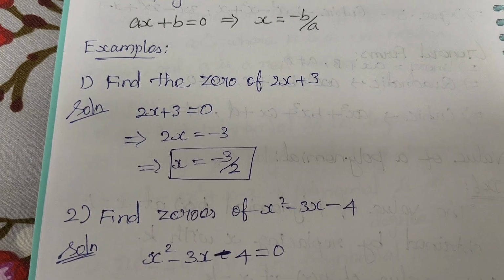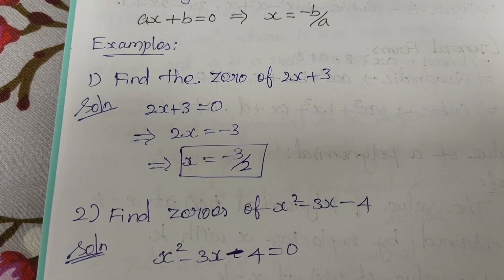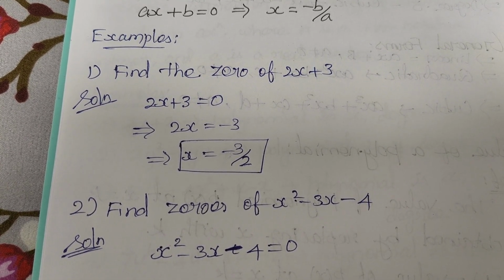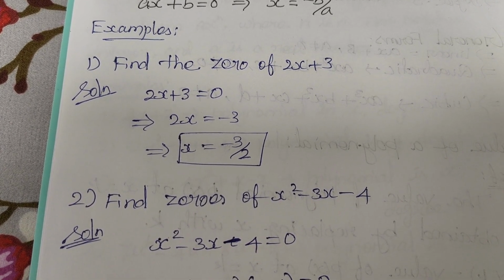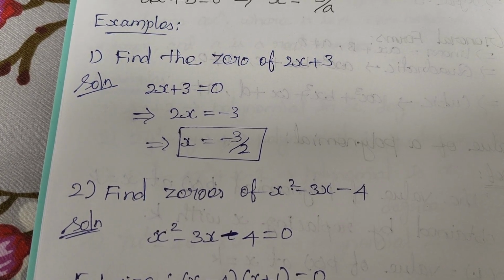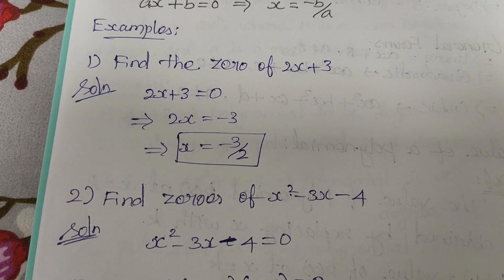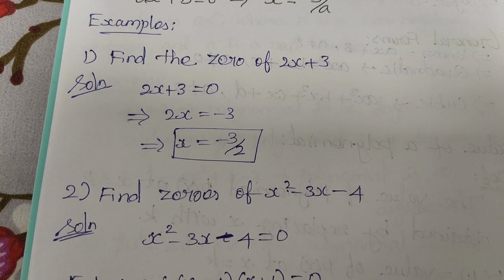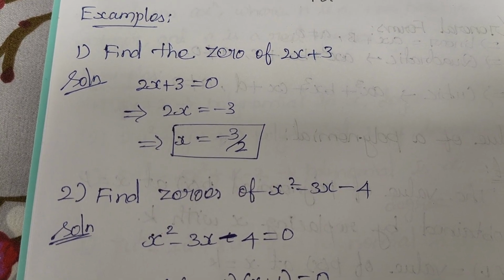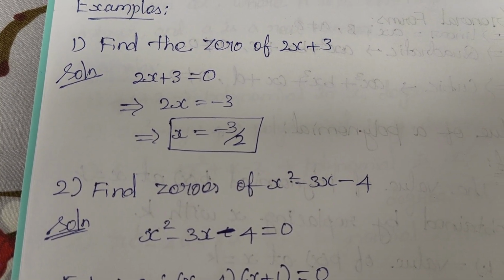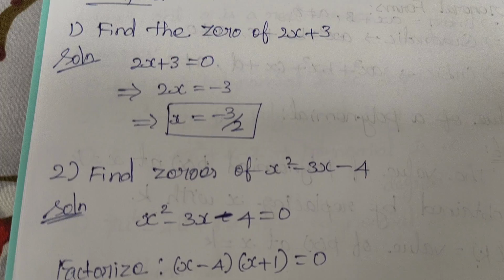Okay. Now we see some examples. The first example is 2x plus 3. We can find the zeros of the polynomial. So first we write 2x plus 3 equal to 0, which implies 2x equal to minus 3. So x equals minus 3 by 2. The zero of the polynomial is minus 3 by 2.